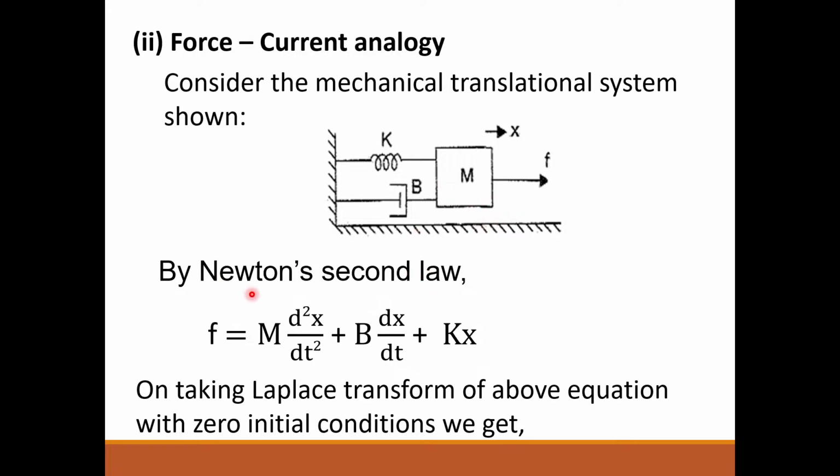By applying Newton's second law, you can write the differential equation. F is equal to m d square x by dt square plus b dx by dt plus kx. Same equation. Apply Laplace transformation and write down the Laplace equation for this. That is F of s is equal to m s square X of s plus b s X of s plus k X of s in Laplace. So just write it down.